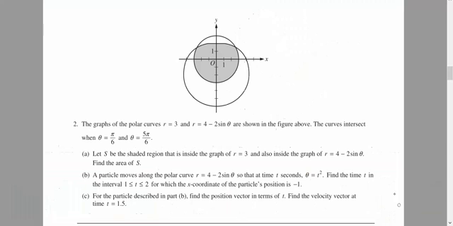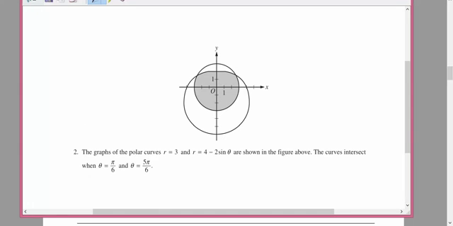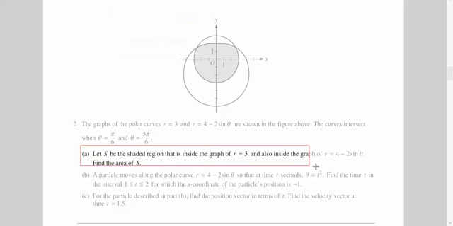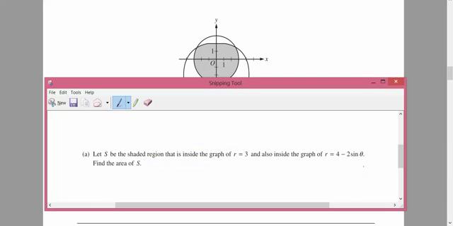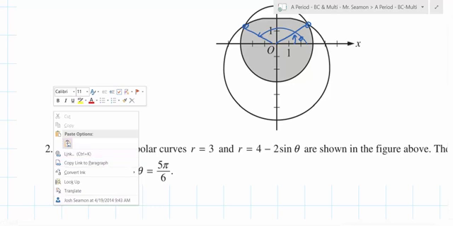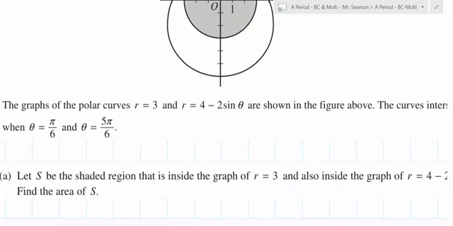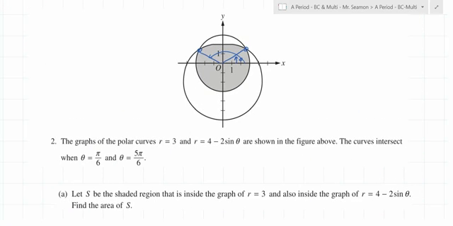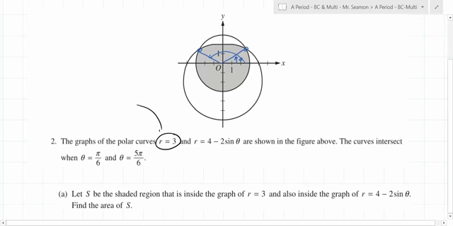Okay, so then it asks, let S be the shaded region. Find the area of S. Now, can someone give me one key observation that would make this a little easier? So first of all, yeah, that's actually a really cool observation. So first of all, r equals 3. What is r equals 3? Circle with radius 3. That is this one right here, right?